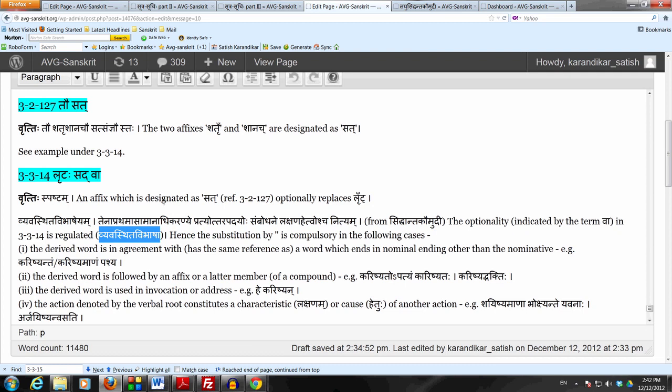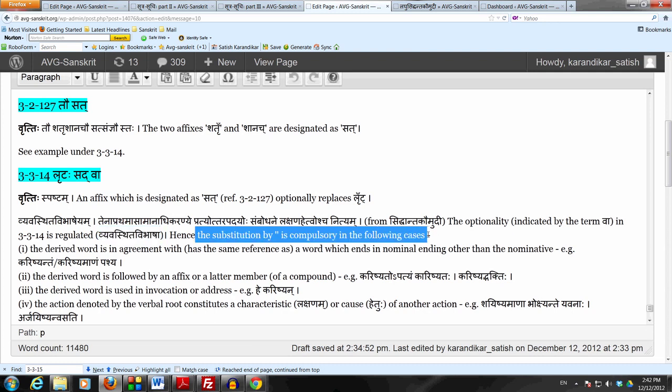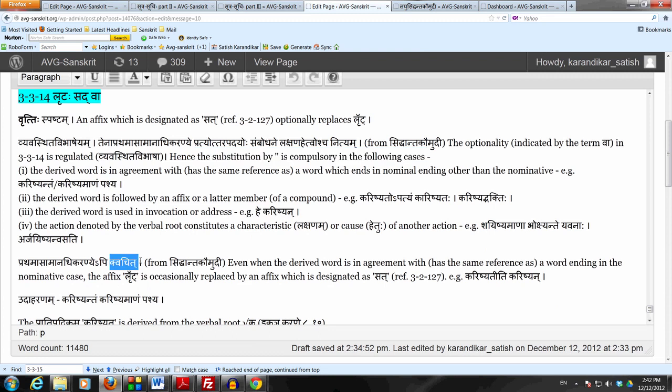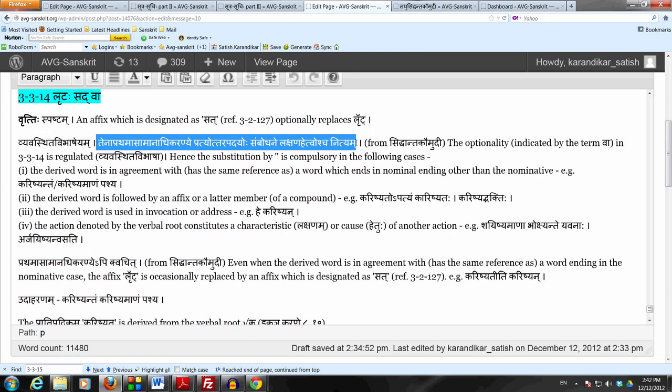vibhasha. So it does not mean that in every single place where rit is used, it may be optionally substituted by shatru or shanach. There are some situations in which rit has to be substituted by shatru or shanach, and there are some situations in which rit may be substituted optionally by shatru or shanach. So Siddhanta Kaumudi says Vyavasthita Vibhasheyam, which means Vyavasthita Vibhasha Iyam. Tena Prathama Samanadhikaranye Pratyayottarapadayoho Sambodhane Lakshana Hetvoscha Nityam.